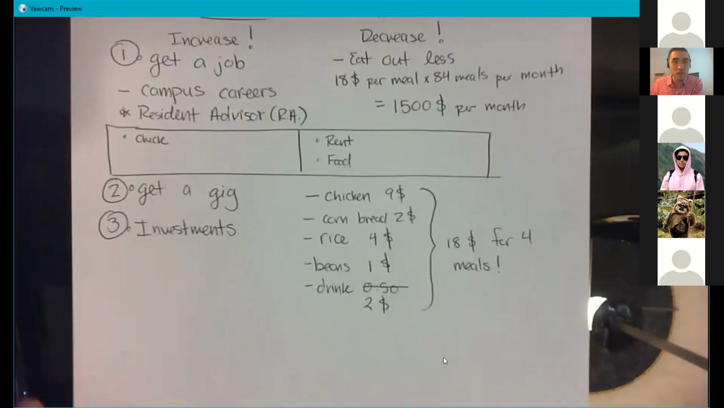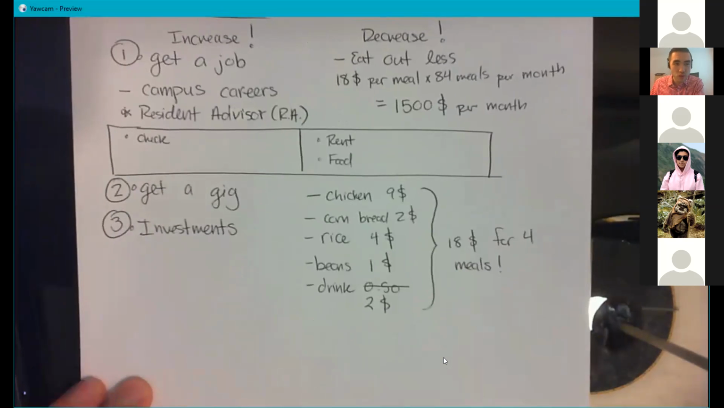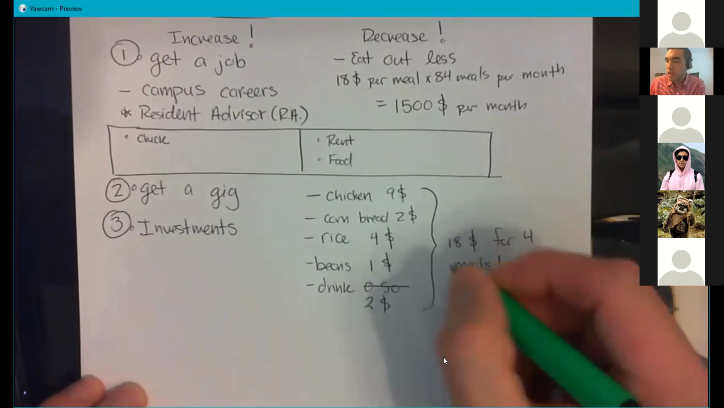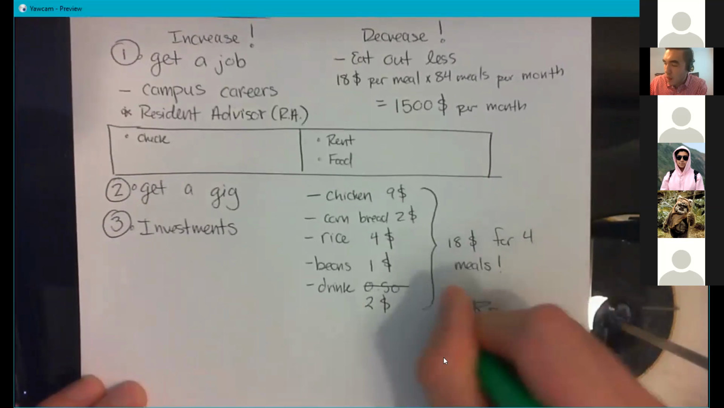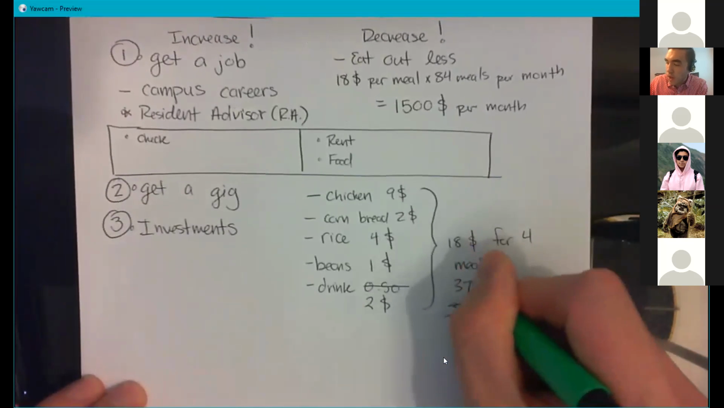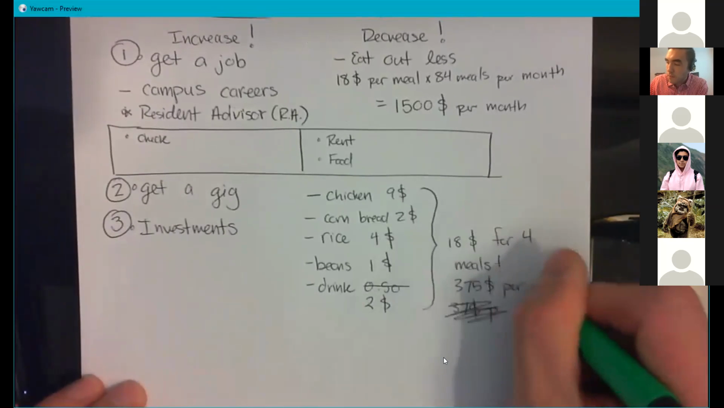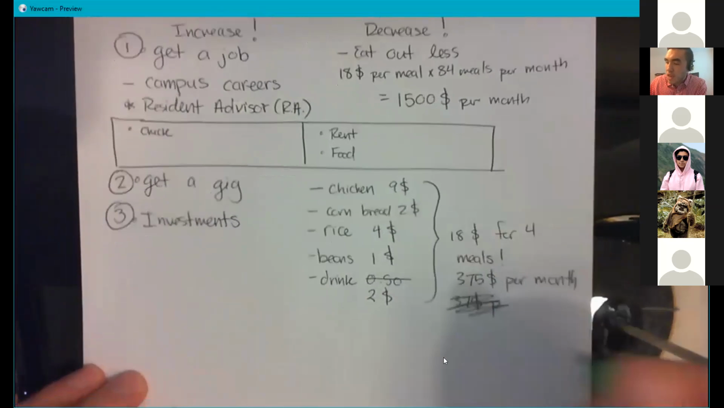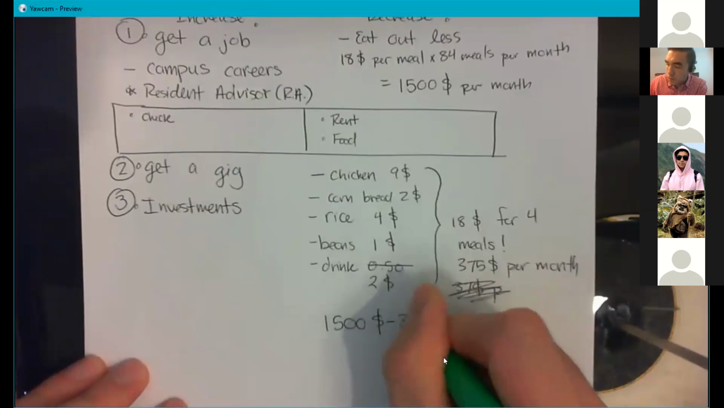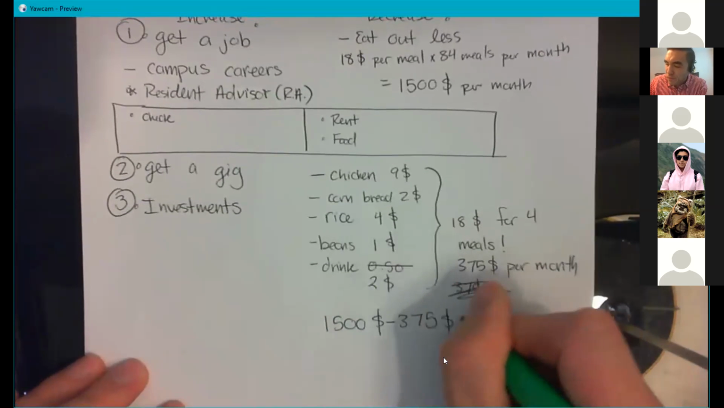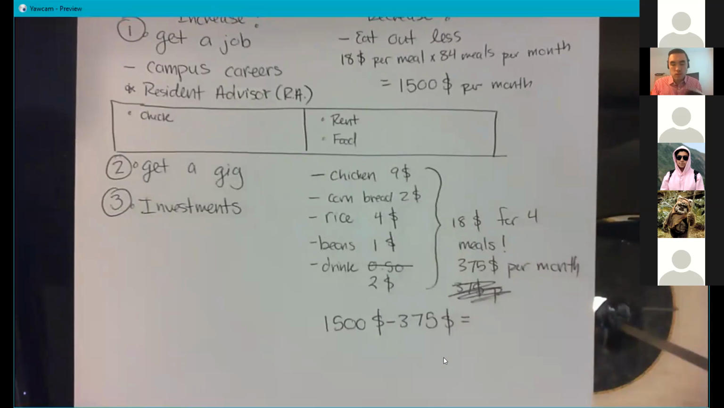When I was in college, I was living off of about $325 to $350 of grocery bucks a month. So that means that this is $375 per month, a savings of more than $1,000.